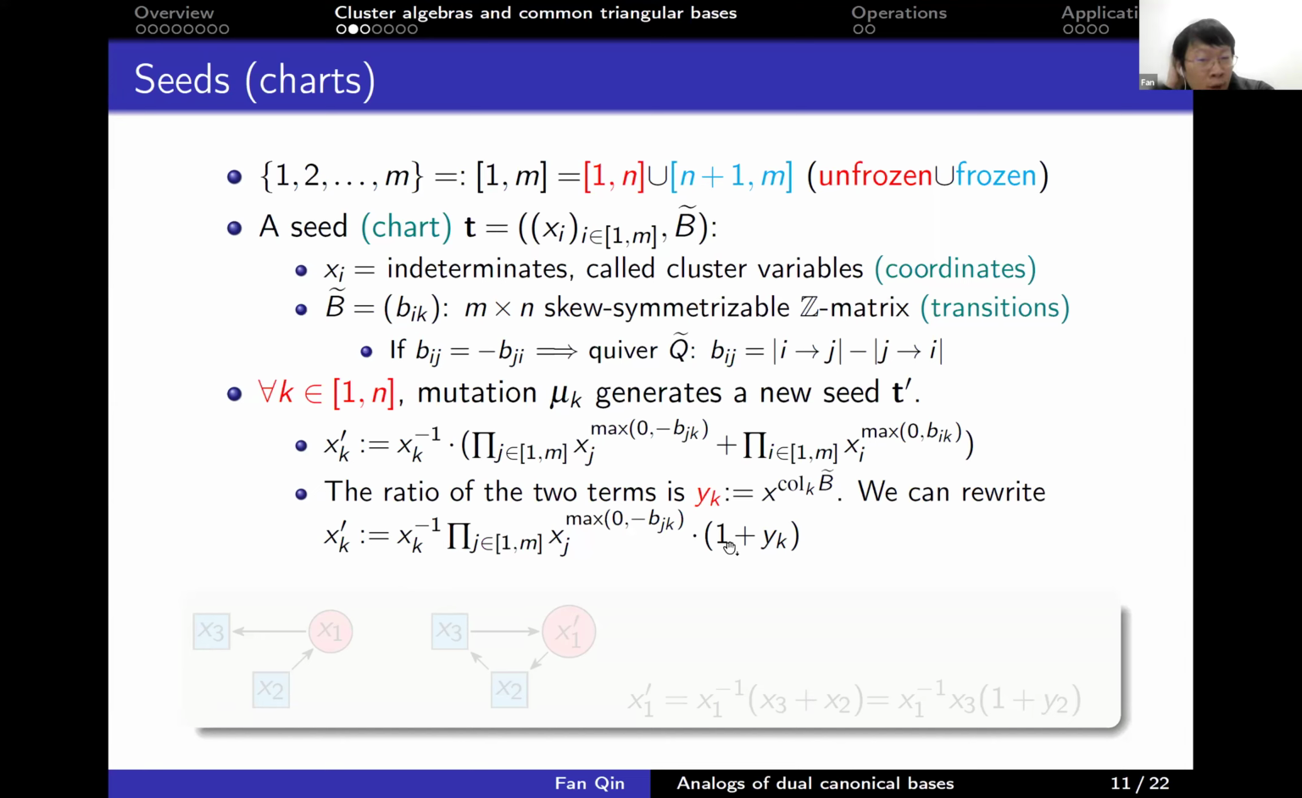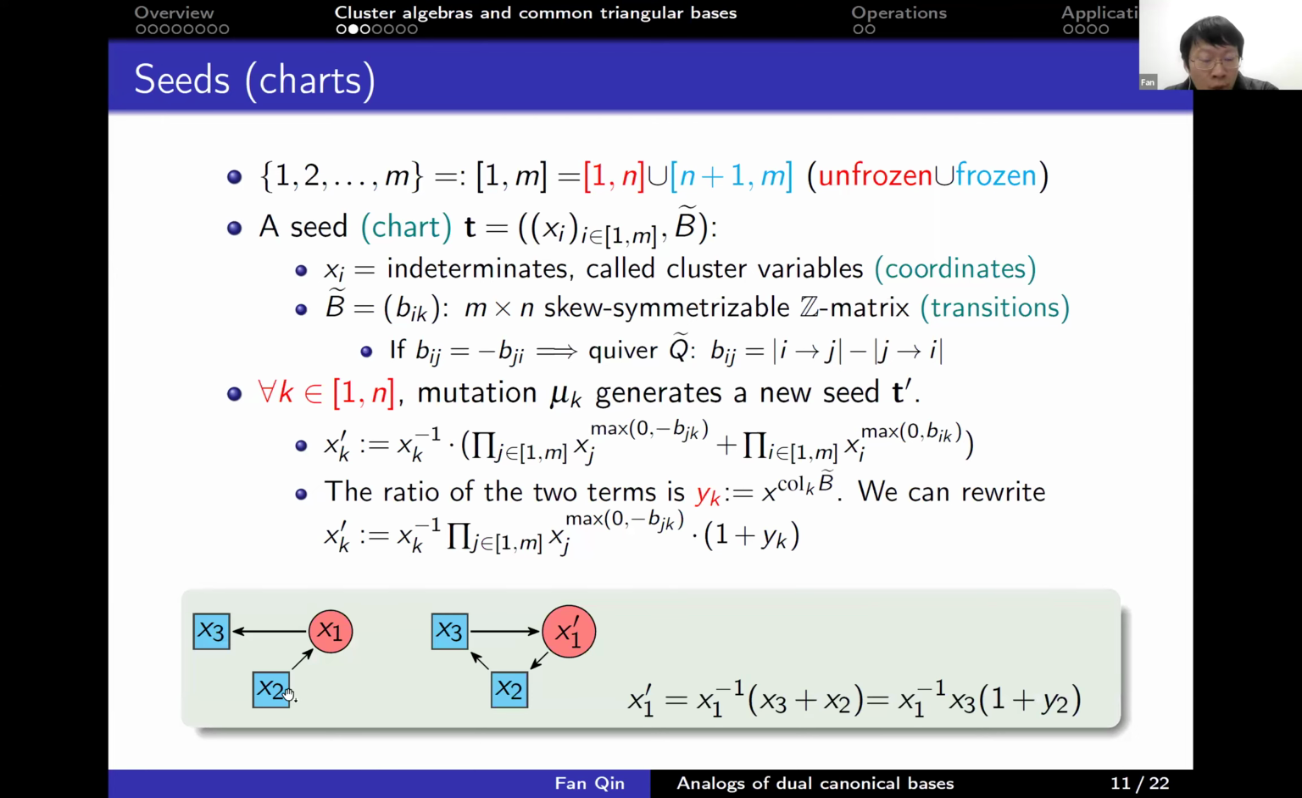As I said, nowadays people have tried to generalize this transition map. So we replace 1 plus yk by more complicated functions in the y's. And there's a rule for how you replace this original B matrix by a new B matrix, which I omit here. And as you have observed, this B matrix determines how you define these transition maps.